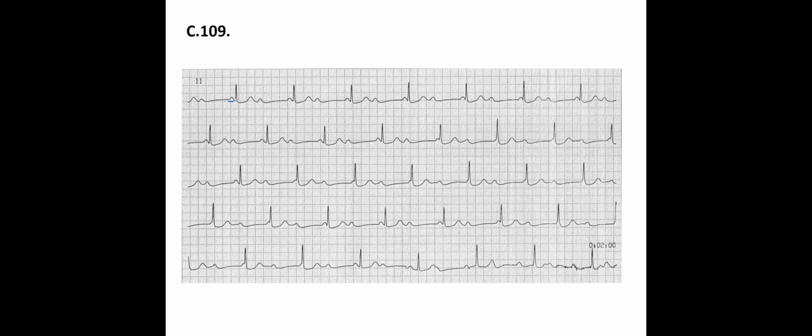Okay, look at the PR. Maybe these P are the same, and this is not conducted. But here it's getting shorter. See, this PR is getting shorter. And after a while, if you continue looking at this, look at this one. The P is getting inside the QRS complex. Can you see it? So it means there is no connection between P and QRS.